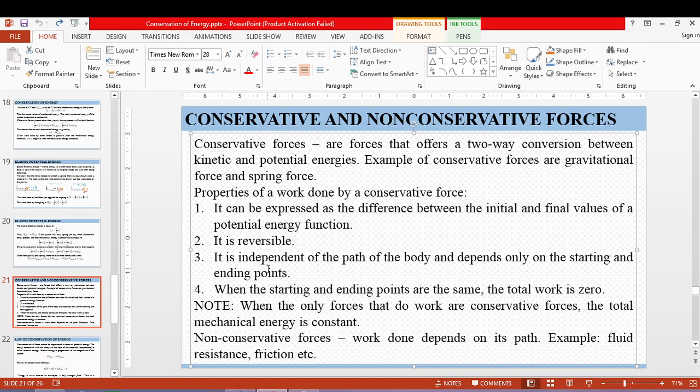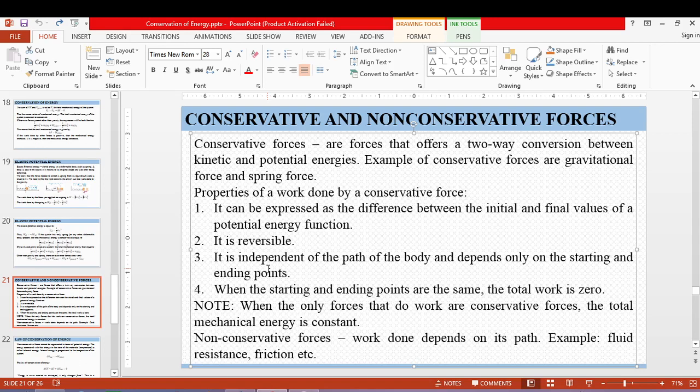Conservative forces offer a two-way conversion between kinetic and potential energy, while non-conservative forces cannot do that, because non-conservative forces are forces that depend on the path. Unlike conservative forces, where the work done depends only on the initial and final points, the work done by non-conservative forces depends on the path.